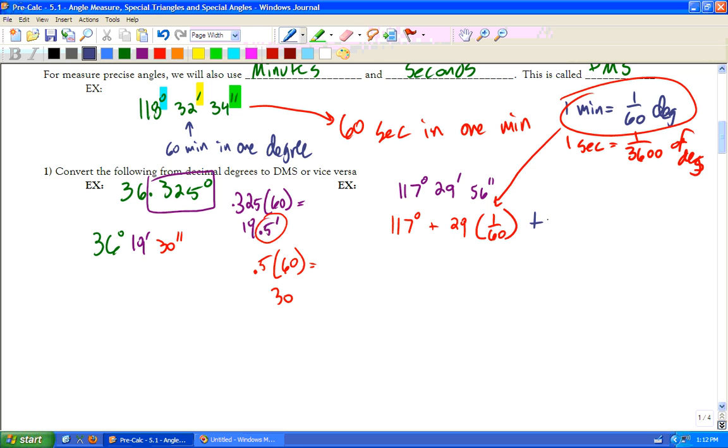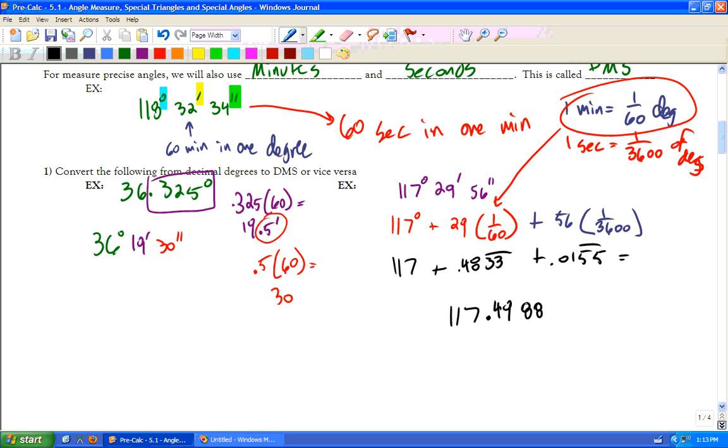For 56 seconds, we're going to add 56 times 1 over 3,600, because 1 second is 1/3,600th of a degree. When you divide and multiply and add all those up, you get 117 plus 0.4833 repeating plus 0.0155 repeating, which gives you a total of 117.4988 repeating degrees.